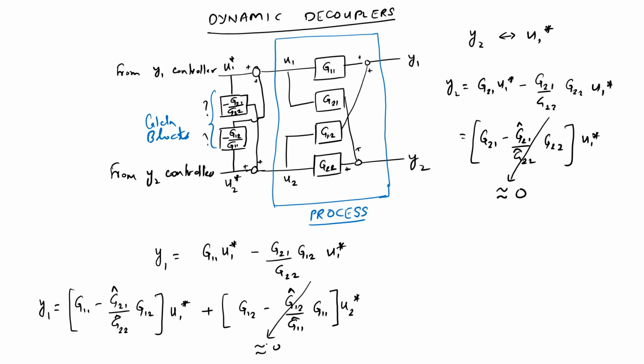approximately is 0. Notice that with the decoupler in there, when the controller changes u1 star, if the decoupler was not there, the effect on y1 would have been g11. But because the decoupler is there, there is the g11 effect, and there is the additional effect because of the change made in u2.